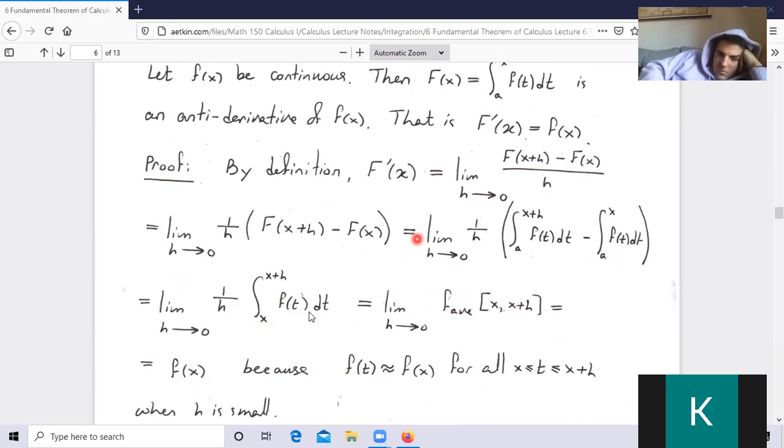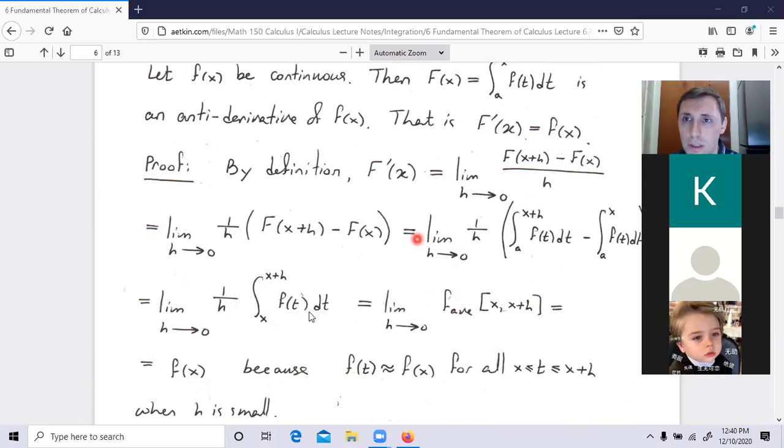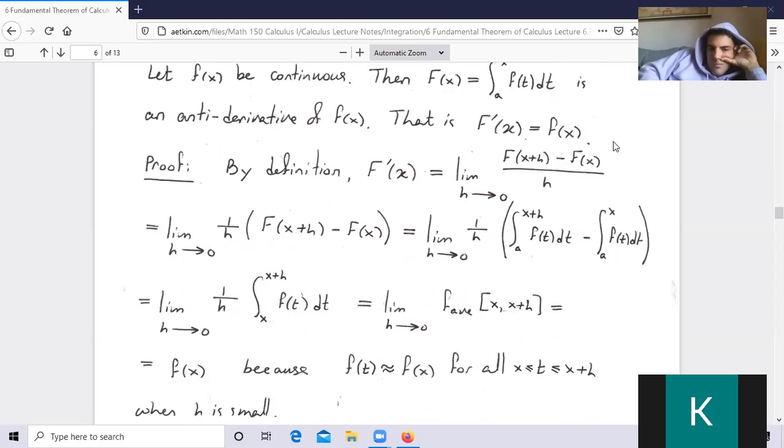So I need some sort of confirmation that you understand this. I know maybe it looks abstract to you. I'll try to explain the intuition again in a moment. So I just proved that the derivative of capital F will be little f of x, provided little f of x is continuous. Where did I use continuity? It's in estimating the average.